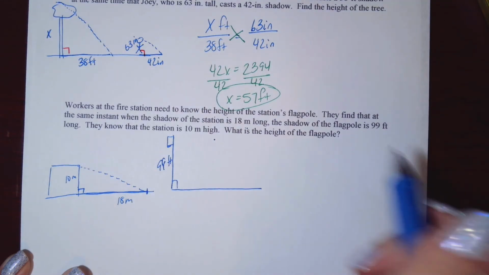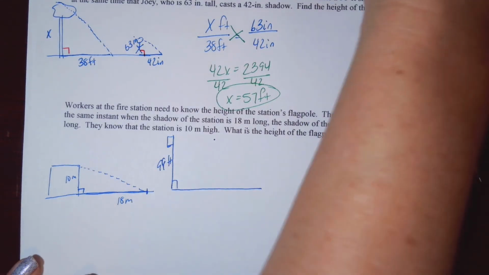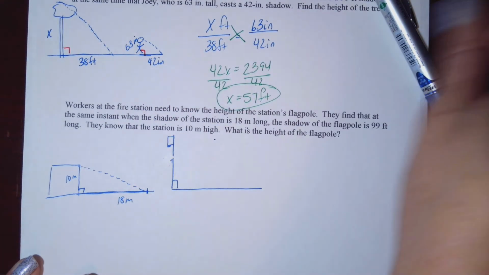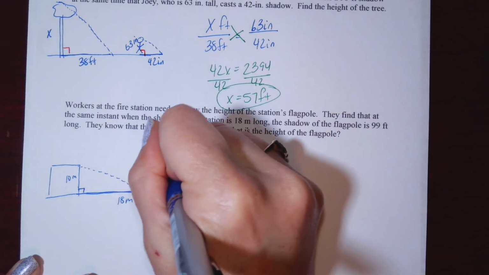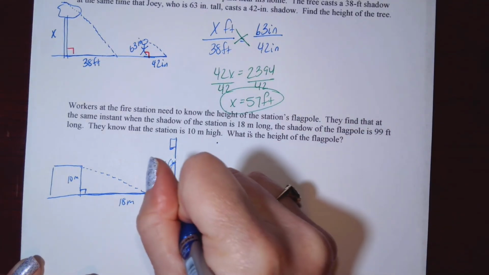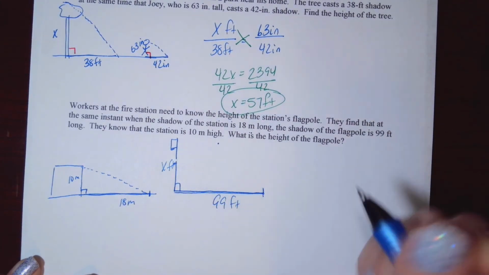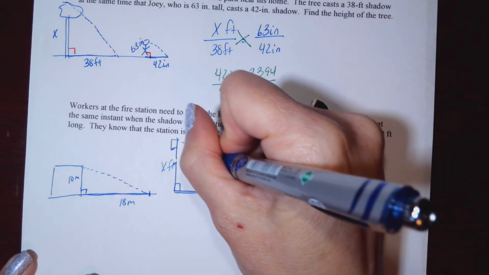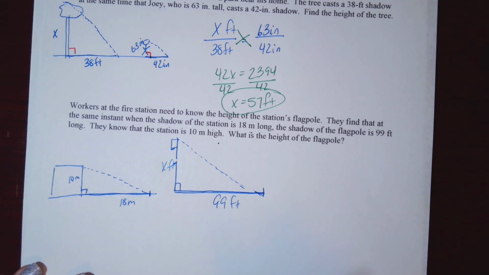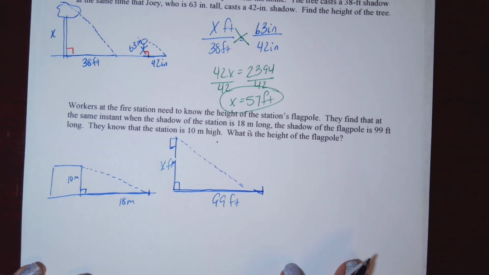Oh, nope, I labeled that backwards, didn't I? We don't know the height of the flagpole. That's what we're looking for. That's okay. We can fix it. x feet tall flagpole that's casting a 99-foot long shadow. So there's my 99-foot long shadow. There's my other right triangle, and these are similar right triangles because we took the measurements at the same time of day.